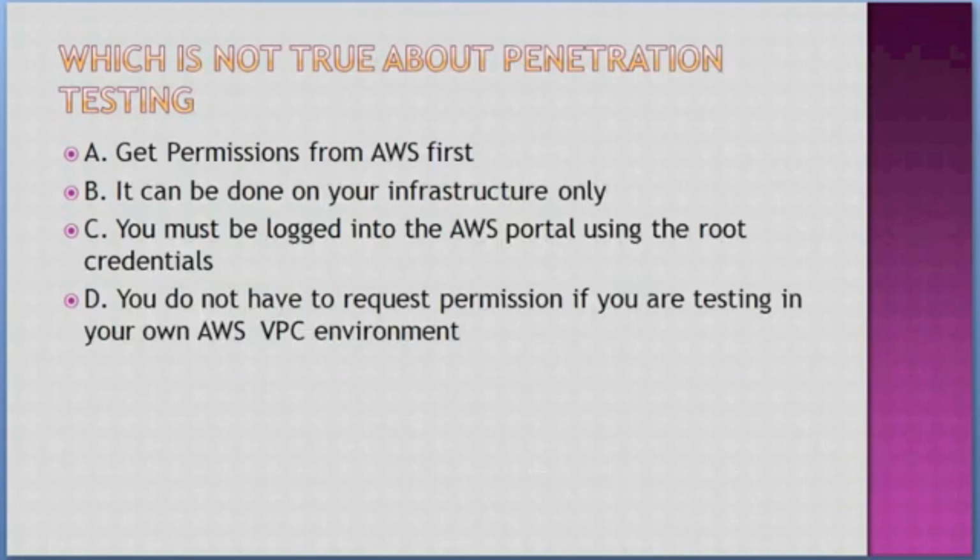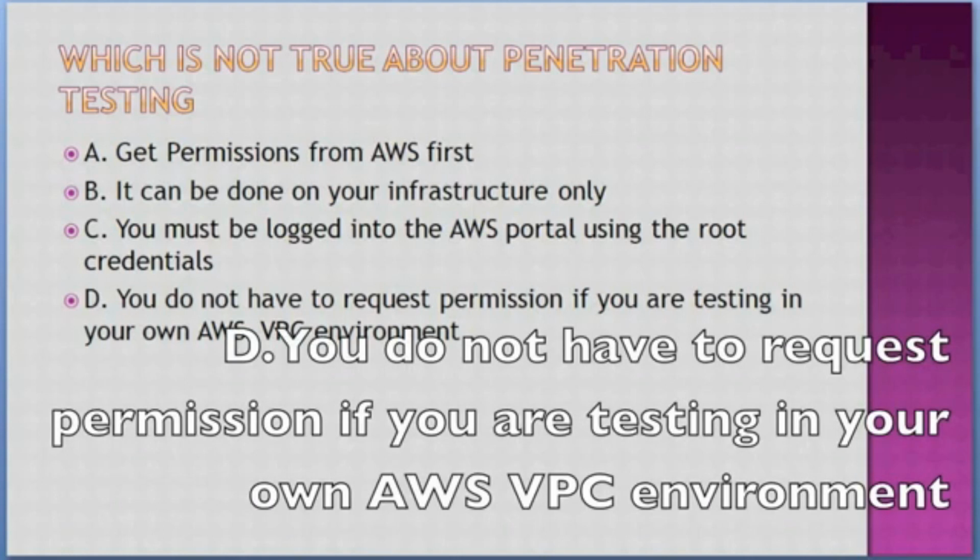Which is not true about penetration testing? A, get permissions from AWS first. B, it can be done on your infrastructure only. C, you must be logged into the AWS portal using the root credentials. D, you don't have to request permission if you're testing in your own AWS VPC environment. The answer is D.